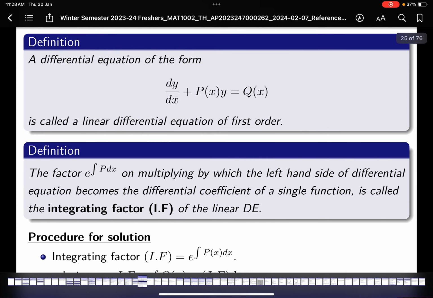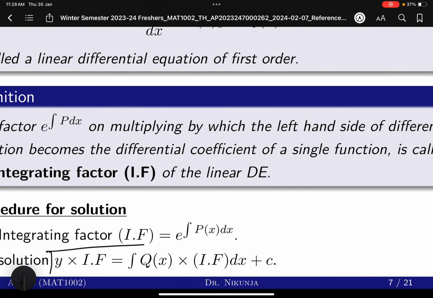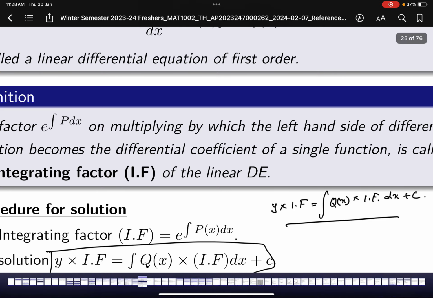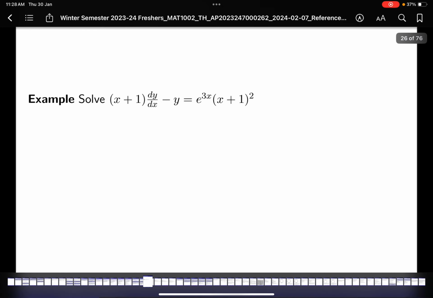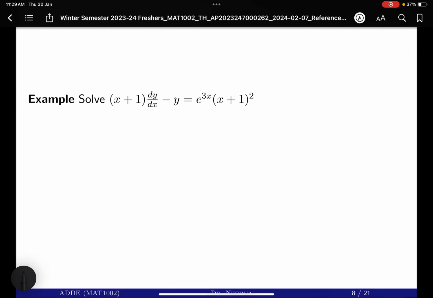Now once you have the integrating factor, the solution is given by this term: y times the integrating factor equals the integral of Q(x) times the integrating factor dx, plus c. So this is the general solution, when we have the integrating factor. Now applying this formula, we will solve a few questions.